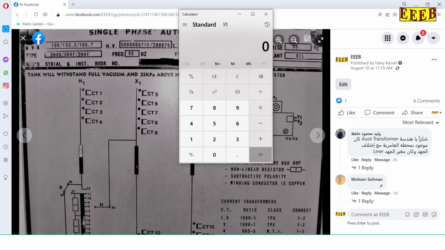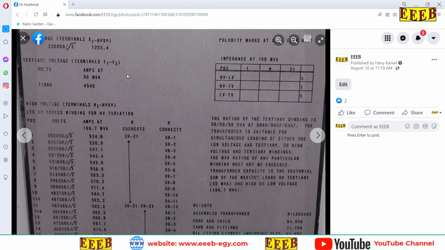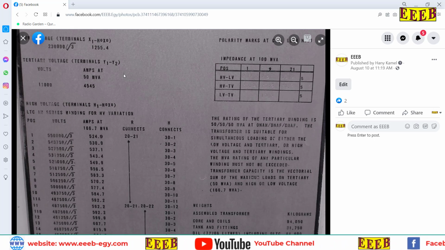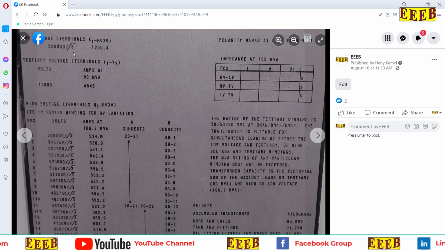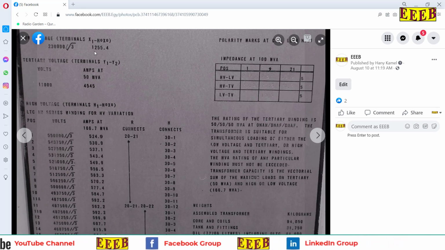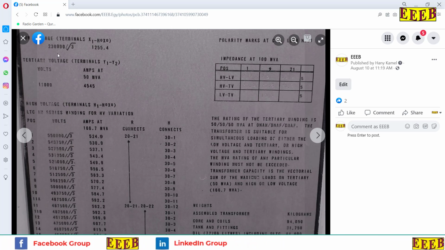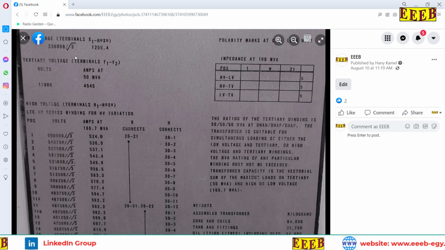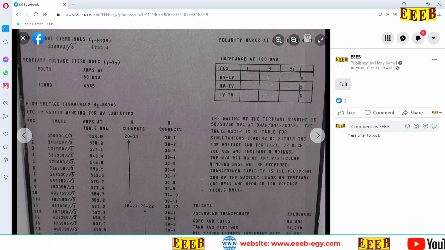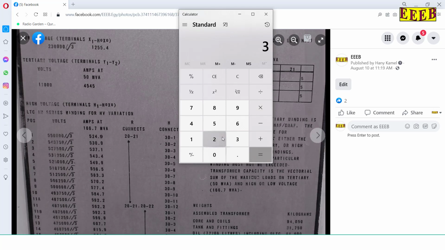So the total power we can find is 166.7, which is mentioned in the nameplate, multiplied by 3, and it will give the total power of the transformer, 500 MVA. We also need to find the rated power for the low voltage winding and tertiary winding. For the low voltage winding, the rated current is 1255.4 and the rated voltage is 230 kilovolt over square root of 3 to find the phase voltage. So we say square root of 3 multiplied by 230 kilovolt multiplied by 1255.4. So the LV winding is 500 MVA.